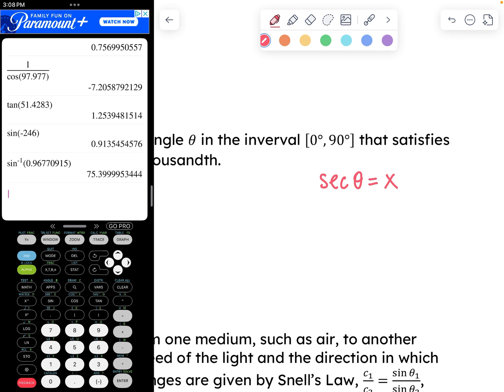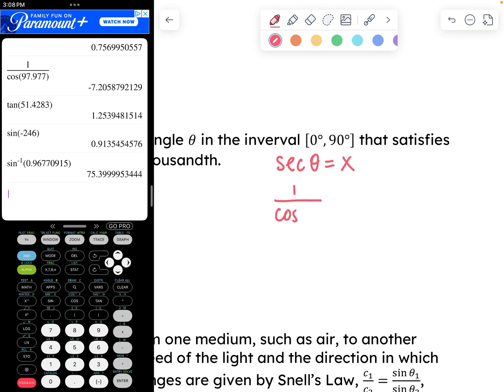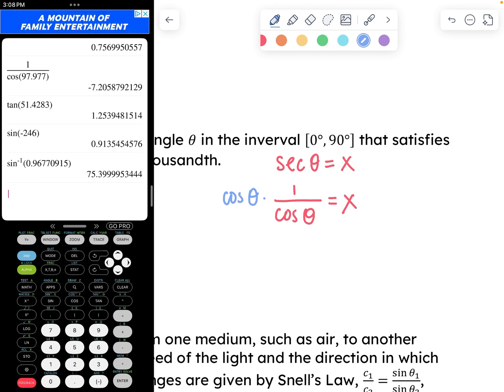Okay, I don't have a secant button on my calculator, so I'm going to rewrite it as the cosine reciprocal. So instead of secant, it's going to be 1 over the cosine of theta is equal to x. But remember, we already know that x is that super long decimal. I need to go backwards and figure out what theta is. But if it's in the bottom of my fraction, I can't really do it how it is. So what I'm going to do to help myself out is multiply both sides by cosine of theta to get it out of the denominator. So now I have 1 is equal to x times the cosine of theta.